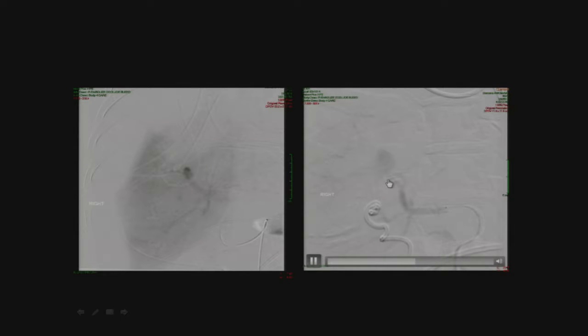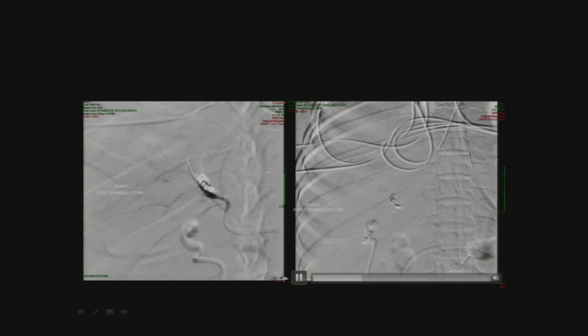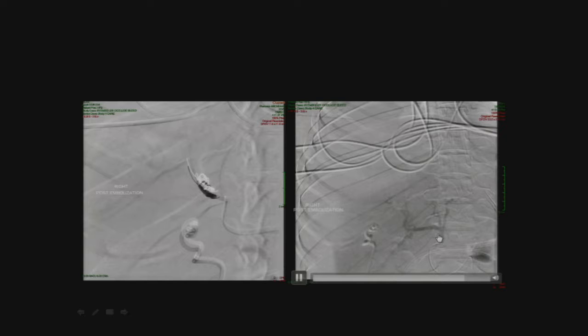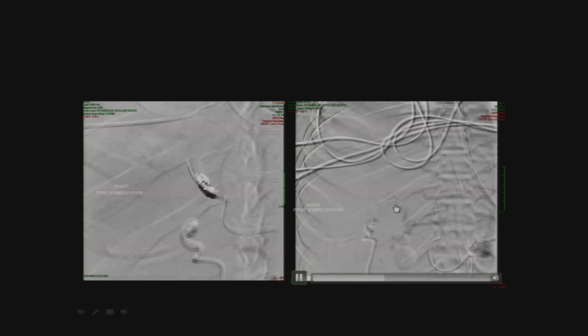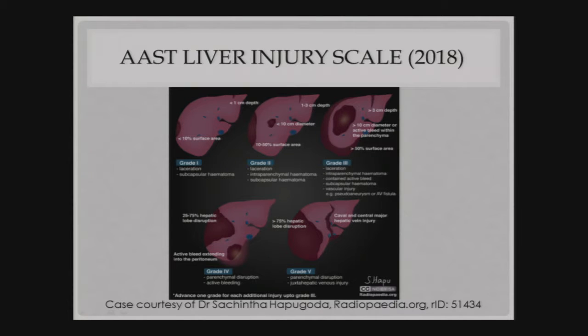So then he underwent coil embolization distal and proximal to the pseudoaneurysm with multiple Nestor coils. And you can see that the pseudoaneurysm is no longer detected and you don't have that fistulous connection. And then from a little more proximally, you can see that the pseudoaneurysm is no longer there and no longer a fistulous connection.